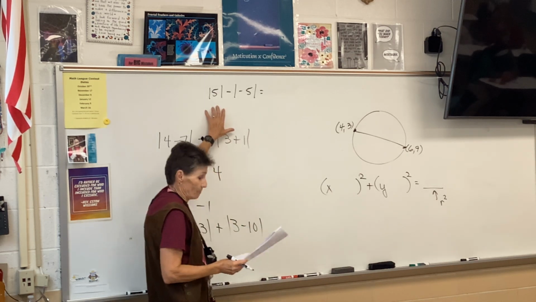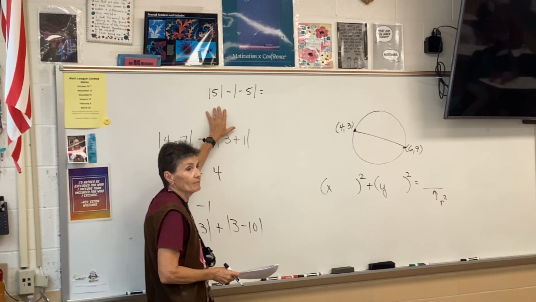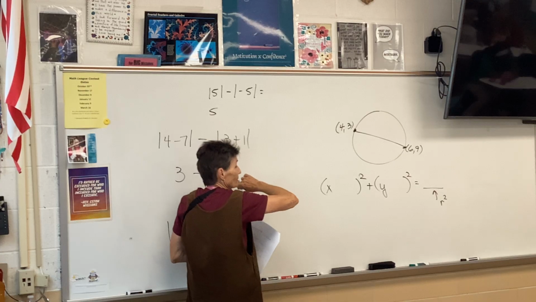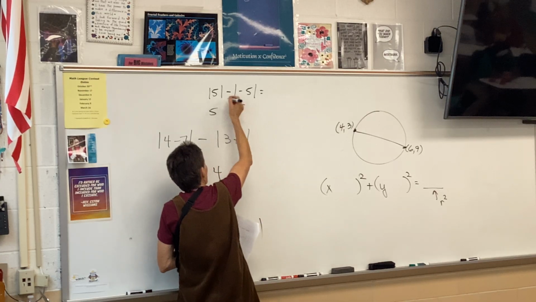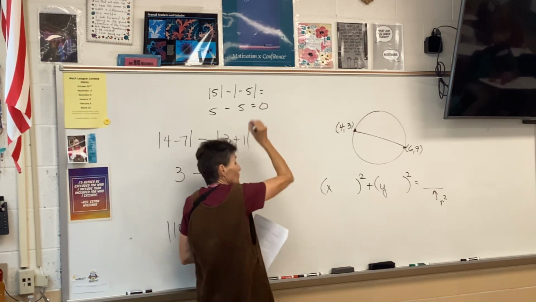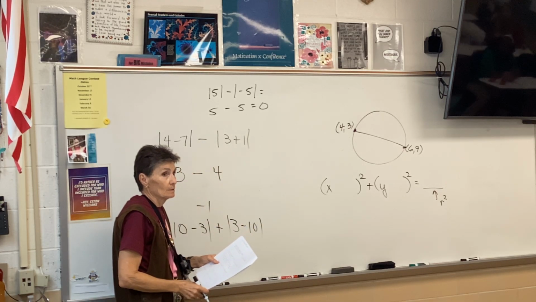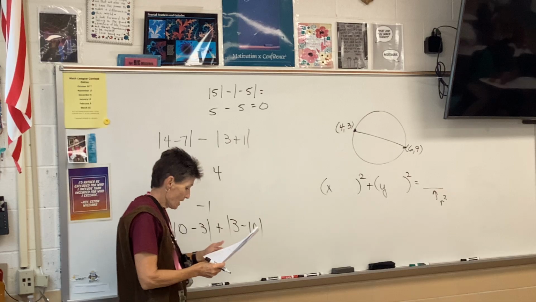All right, C, what's the absolute value of 5? 5. What's the absolute value of negative 5? 5. What are you doing? You're taking that one minus that one, so hopefully you got 0. Good? Yeah. Yep. All right.